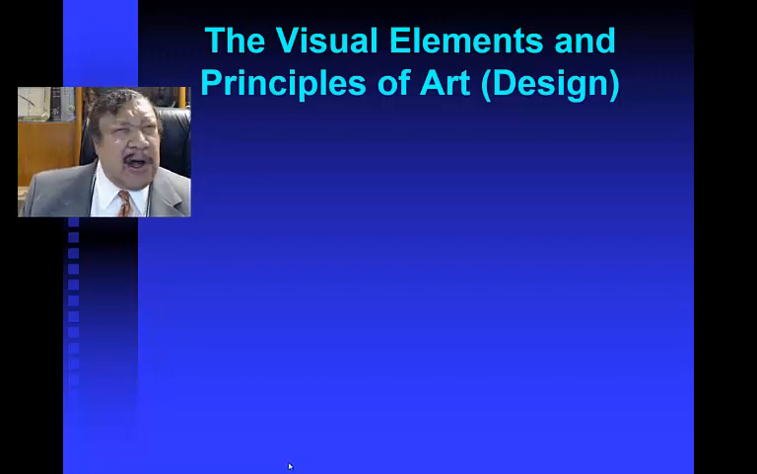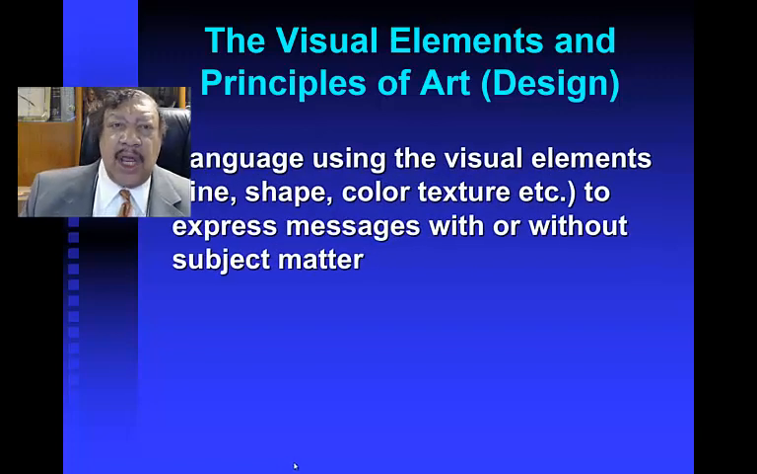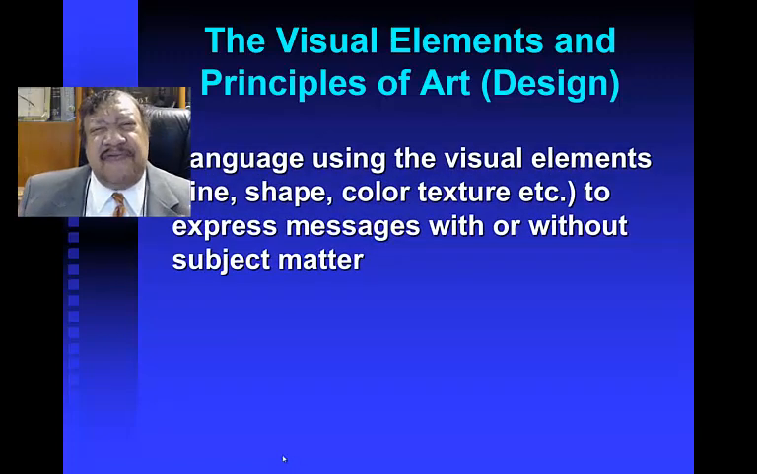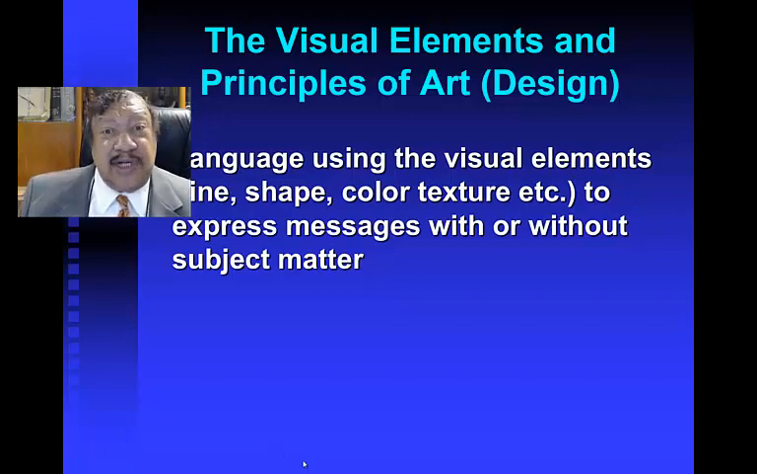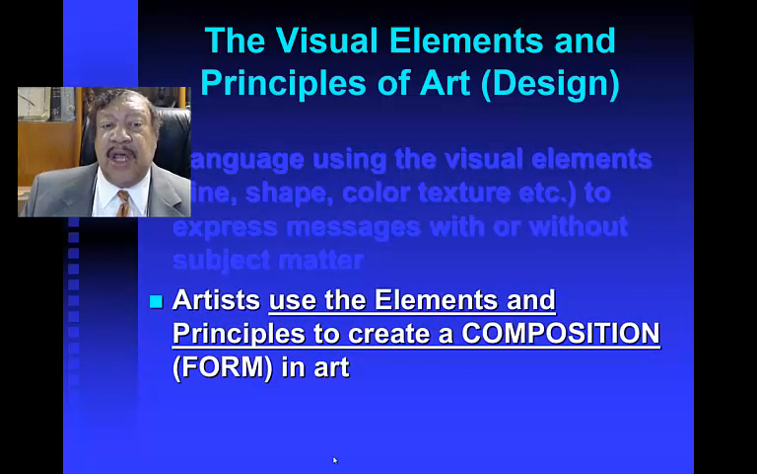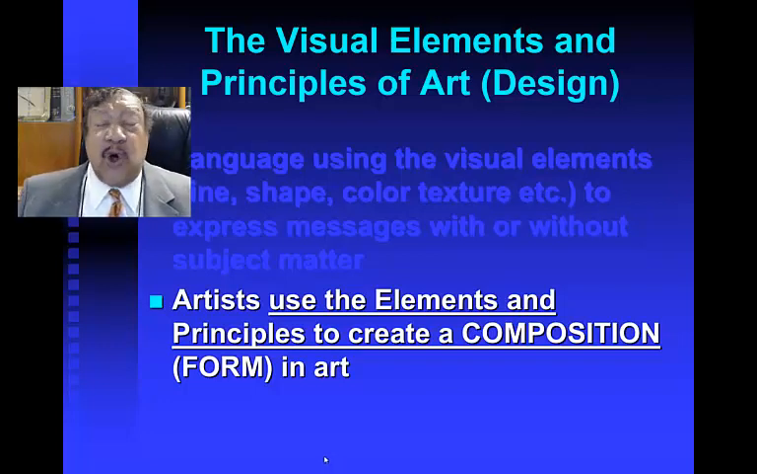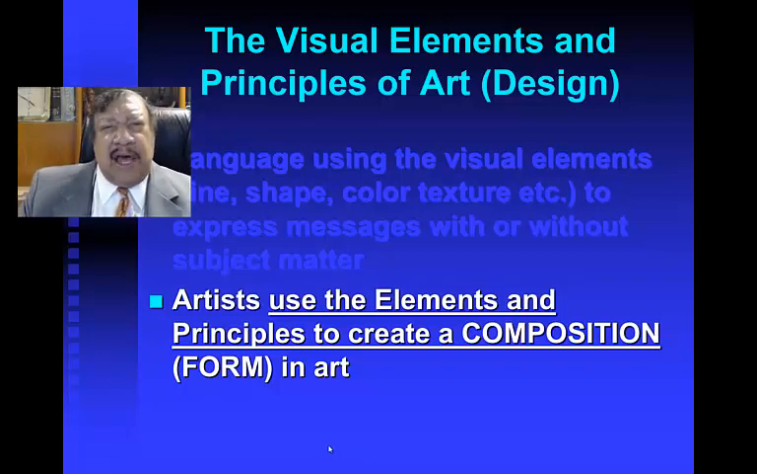We use art in this case synonymously with design. So we're talking about a language of visual elements, line, shape, color, texture, as I told you, to express messages without subject matter. And when we studied non-objective art and abstract art, we saw a bit of this. So the artists use the elements and principles to create what we call a composition or a form, an end product that we call an artwork.